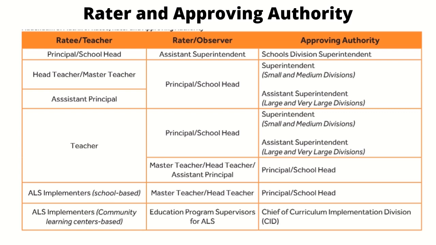Okay, so for the second situation in schools, if your rater is the master teacher or the head teacher or the assistant principal, well, your approving authority should be the principal of your school. So this is for schools with master teachers and head teachers. The approving authority is the school principal.